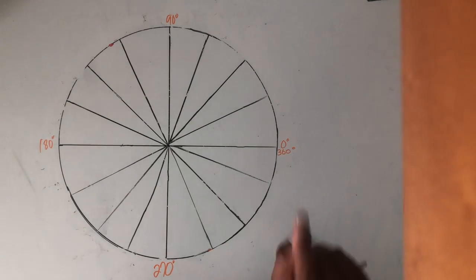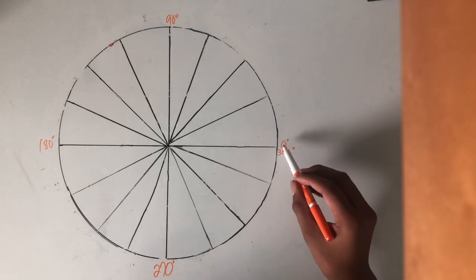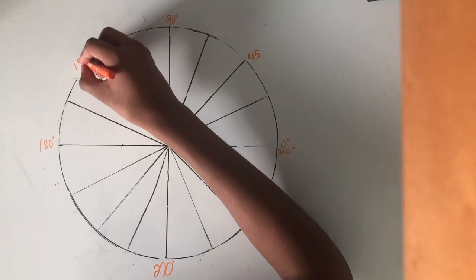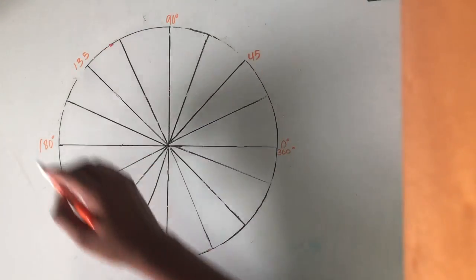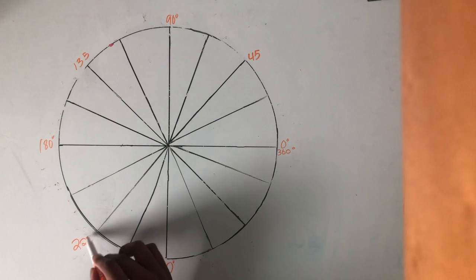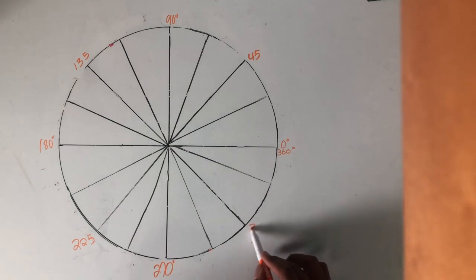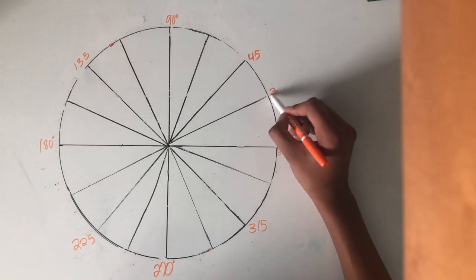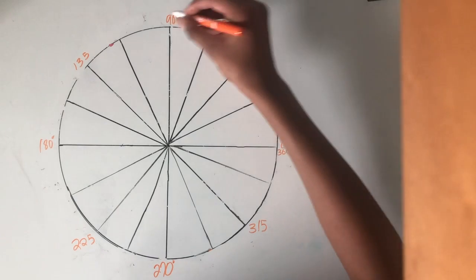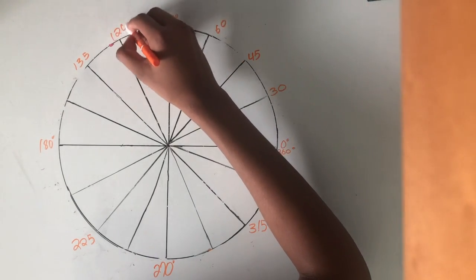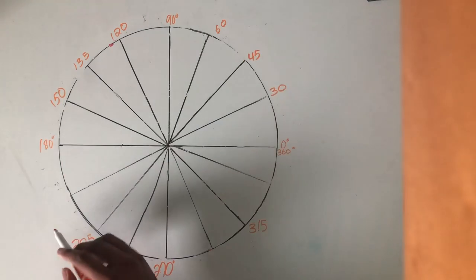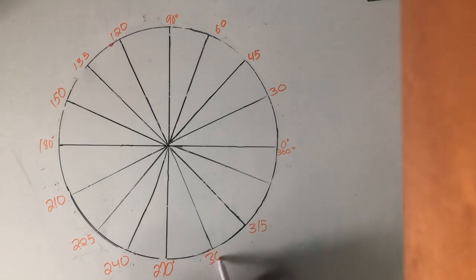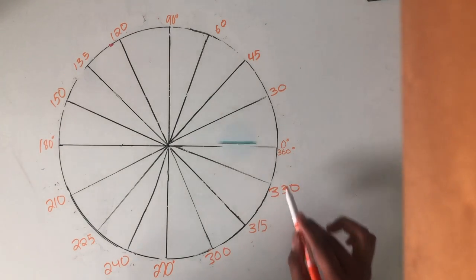Now starting with the first pattern, we have the 45, 45, 45 pattern. 0 plus 45 is 45, plus 45 is 90, then 135, then 180, 225, 270, 315. The next pattern, the 30, 30, 30 pattern: 0 plus 30 is 30, 60, 90, 120, 150, 180, 210, 240, 270, 300, and 330.